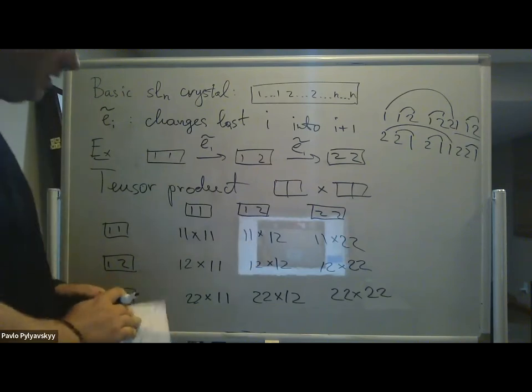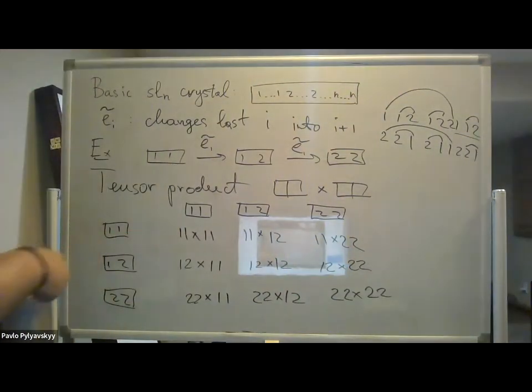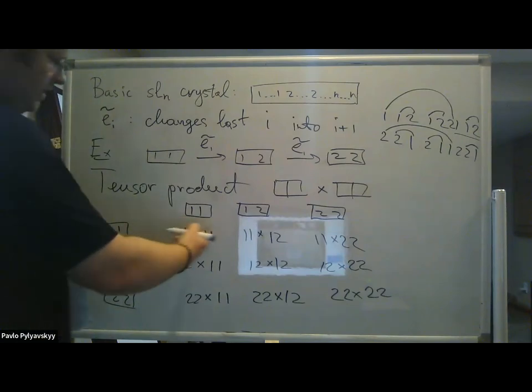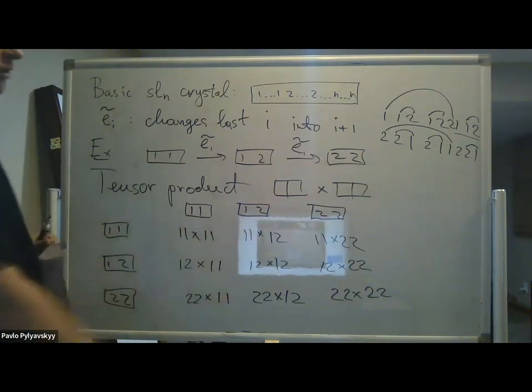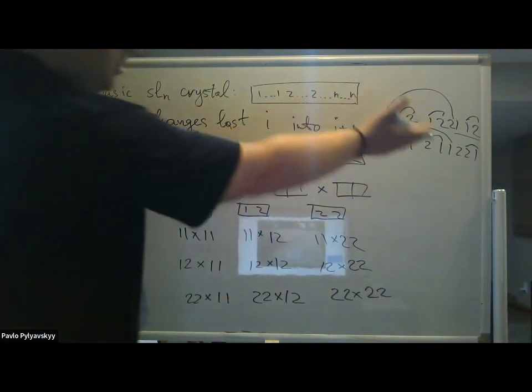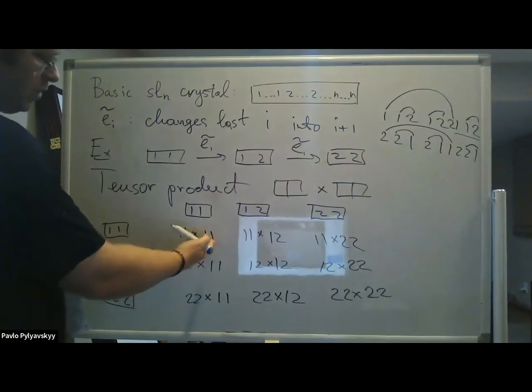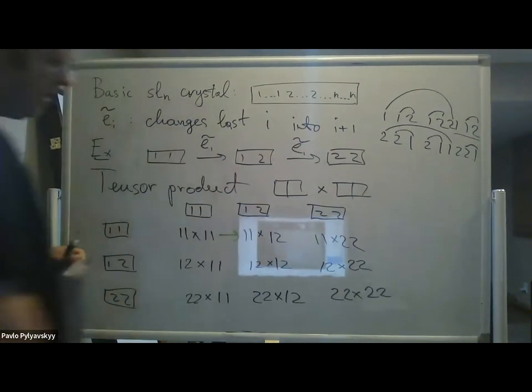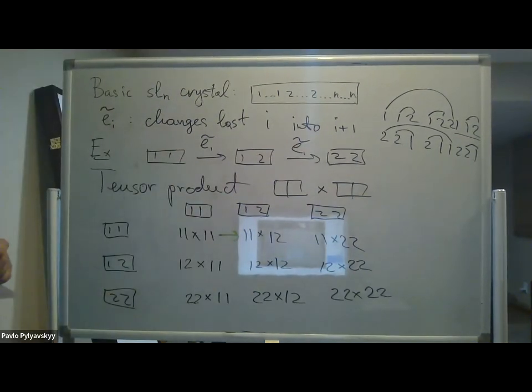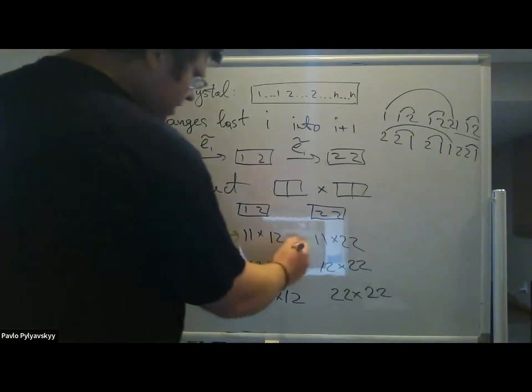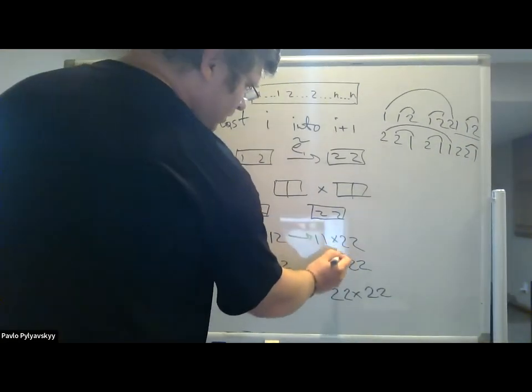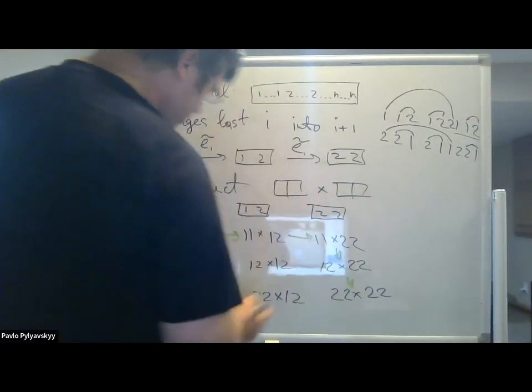Okay, so now let's see how the crystal operators act on this thing. Just think of it as a word. If we have the word 1, 1, 1, 1, how does the crystal operate? There is nothing to match, and then you change the last one into a 2. So the arrow goes this way. This is the E1 tilde operator. And similarly, it goes this way, and goes this way.